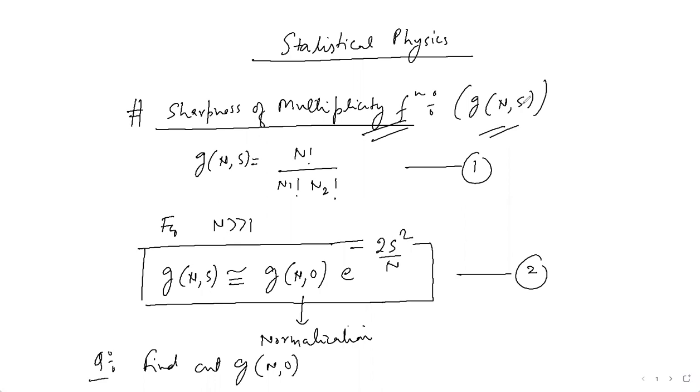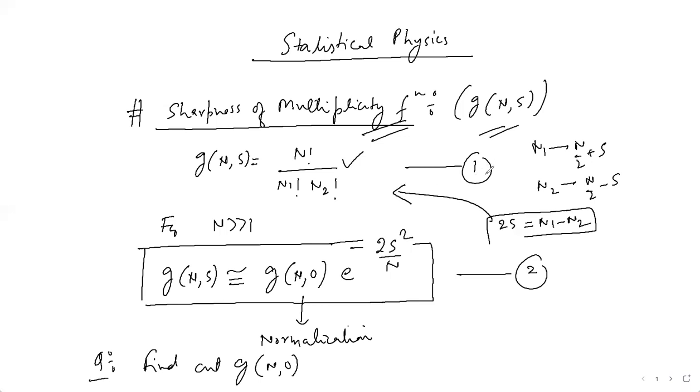For a binary level system, we saw that the multiplicity function is defined as nCn1. It just gives you the number of ways you can choose n1 out of n particles, which shows exactly how the multiplicity function is defined. I told you that n1 is n/2 plus s, and n2 is n/2 minus s, where 2s is associated with the spin axis. That's the way we were interested to write this multiplicity function.